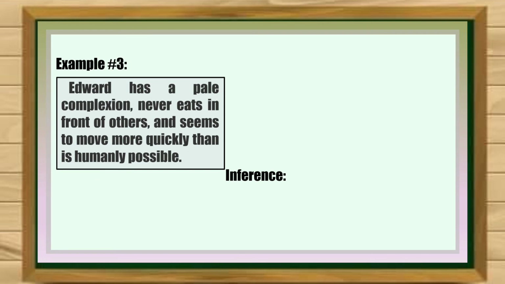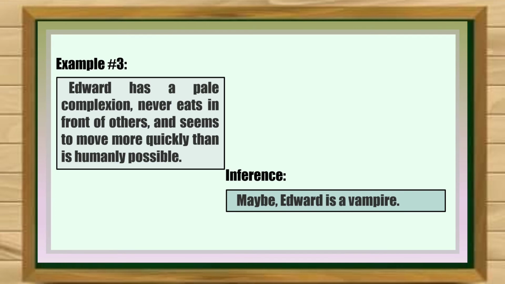Example number 3. Edward has a pale complexion, never eats in front of others, and seems to move more quickly than is humanly possible. Inference? Maybe Edward is a vampire.